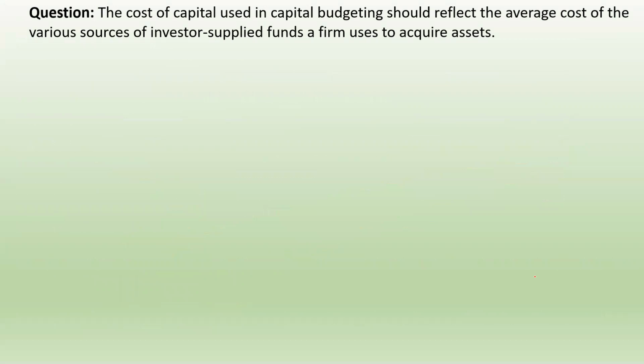So here are some questions related to the cost of capital. First, the cost of capital used in capital budgeting should reflect the average cost of various sources of investor-supplied funds used by the firm to acquire assets. That's true, because we include the debt, preferred stock, and common stock. We include all the sources of capital a firm uses.